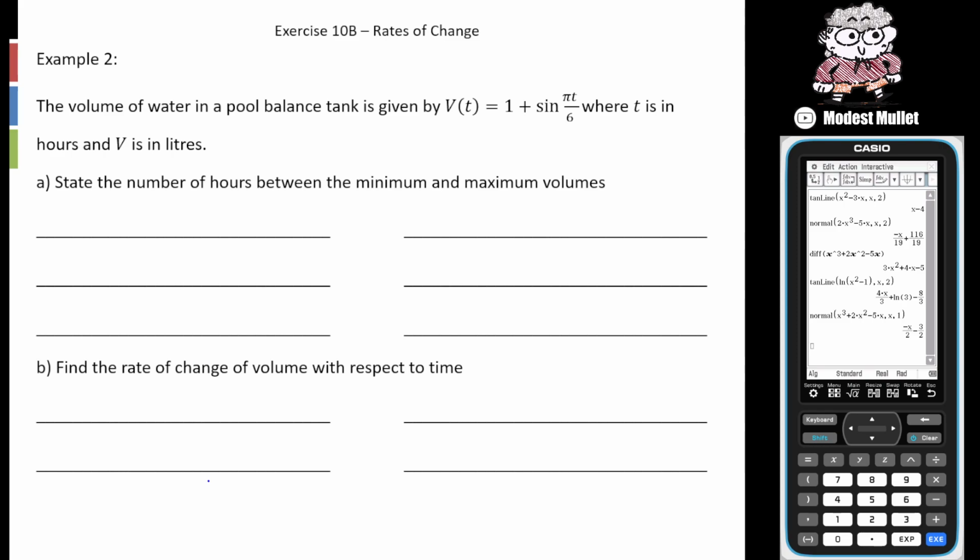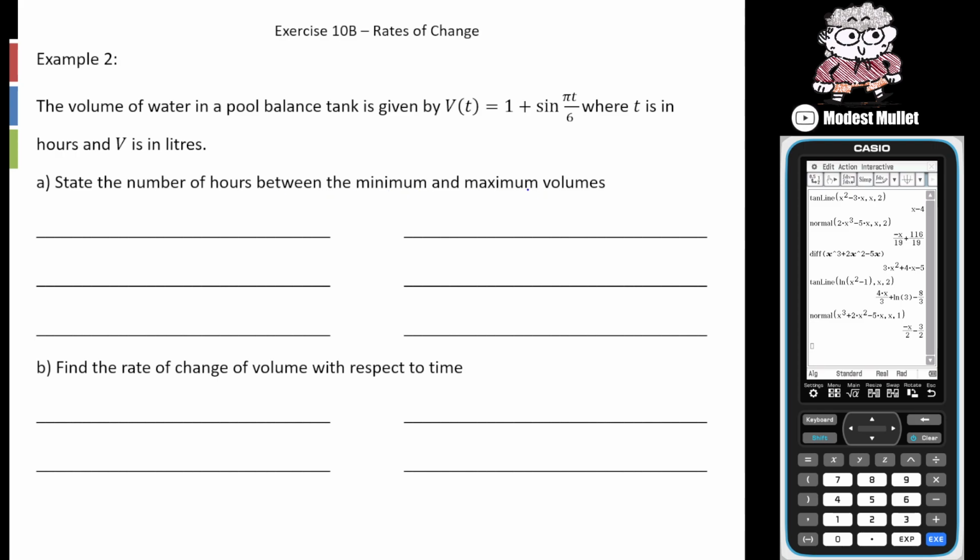Sometimes, though, instead of jumping straight for the derivative or going straight for the average rate of change equation or doing a lot of work, just some familiarity with the functions will be really handy. So the volume of water in the pool balance tank is given by V of t is equal to 1 plus sine pi t on 6, where t is time in hours and V is volume in litres. State the number of hours between the minimum and maximum volumes.